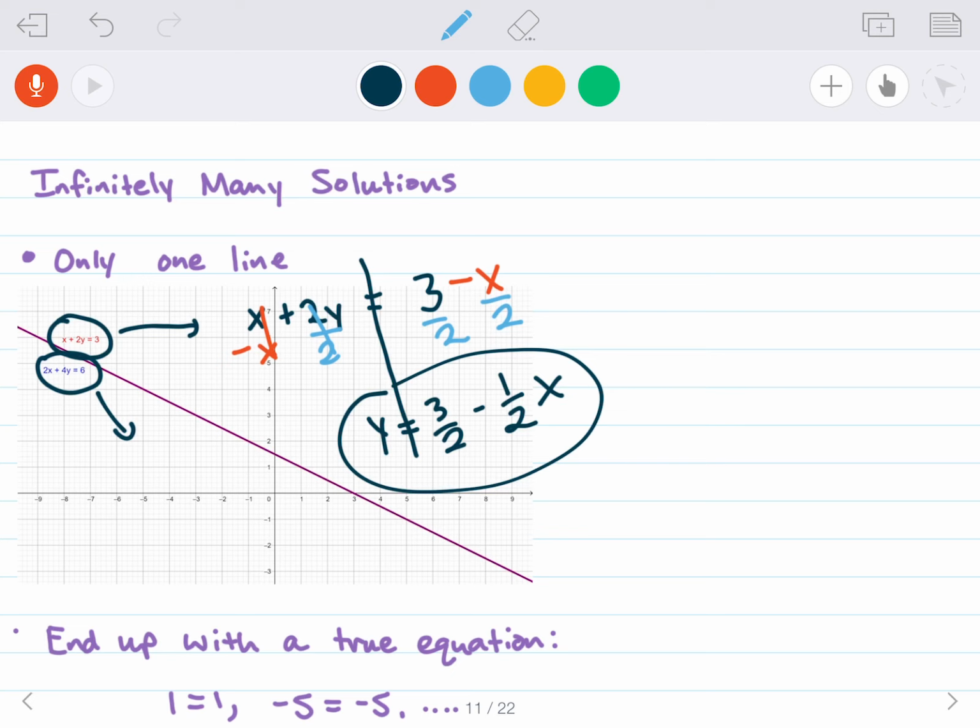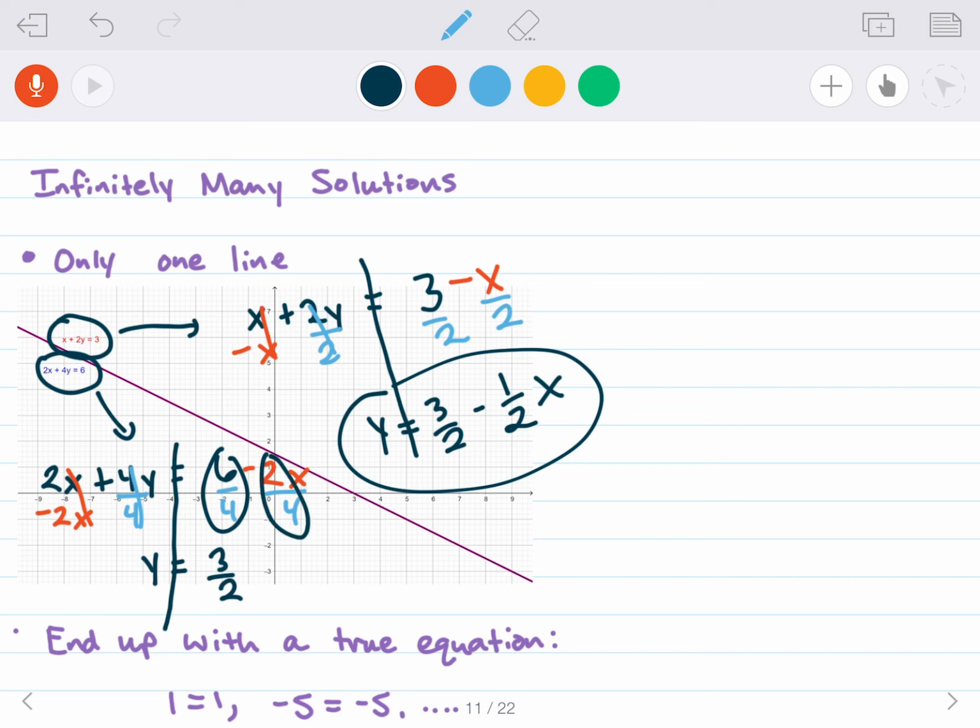And if I do the same process for the second line, if I solve for y with the second line, I get the following. Draw my equal sign. I'm going to subtract 2x on both sides to isolate that y term. And then I'm going to divide everybody by 4 to isolate y. And so on the left, I get y equals, well, guys, 6 divided by 4 can be reduced by 2. If I divide the top and bottom by 2 to reduce it, I get 3 over 2. And if I reduce 2 over 4 right here, I get 1 over 2. So these are secretly the same lines, okay? So that's what infinitely many solutions means, if at the end of the day we get the same line.